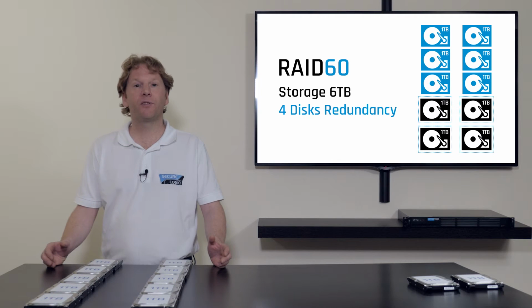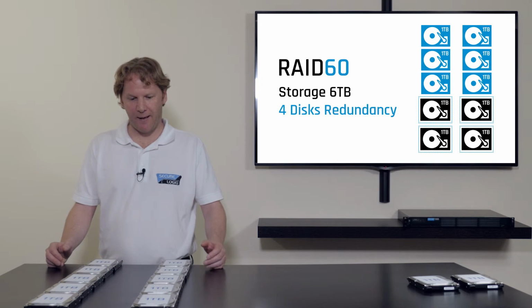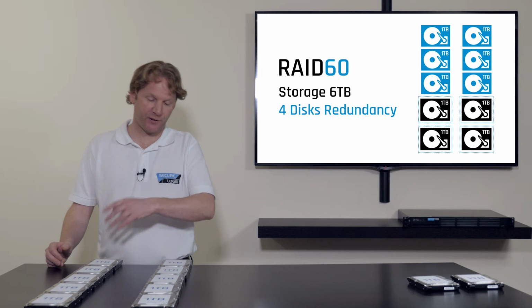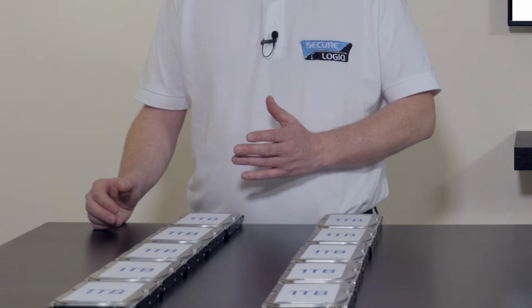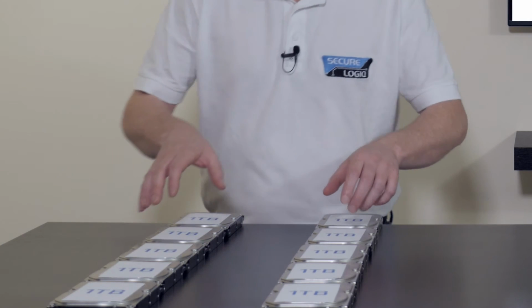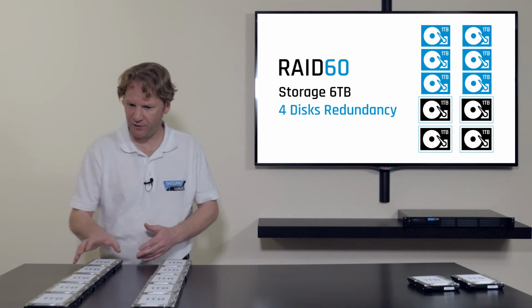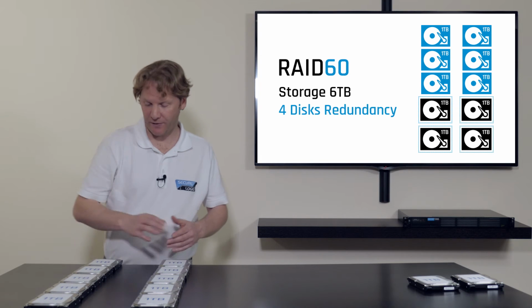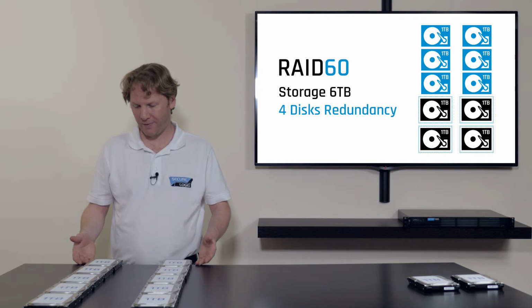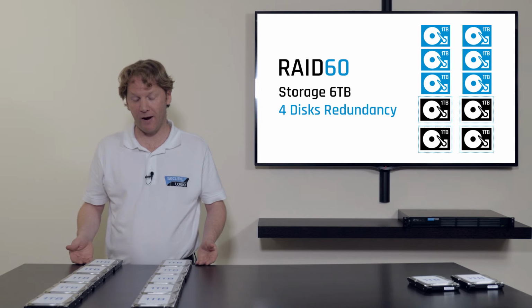Another RAID level you can use for large disk arrays is called RAID 60. It's similar to RAID 50, but instead of RAID 5 plus RAID 0, this is RAID 6 plus RAID 0. In this case, we have two RAID 6 arrays that are striped at the top. Each one of these disk arrays is called an axle. So this system would be described as a dual axle RAID 60 array.